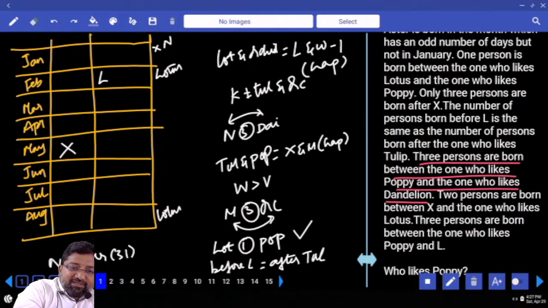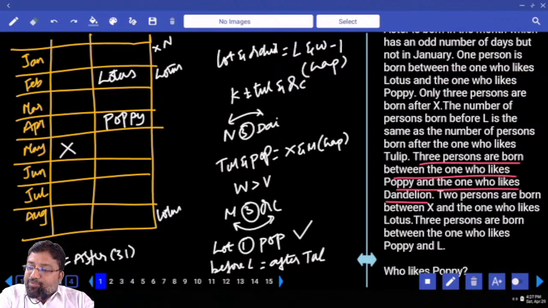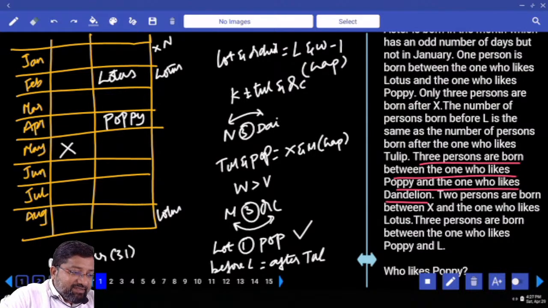So for a first trial, this is lotus. How many persons between lotus and poppy? 1 person. What was the line that I have underlined on the right side? 3 persons were born between poppy and the one who likes dandelion. So 3 persons. Can I go above? No. It has to be below.